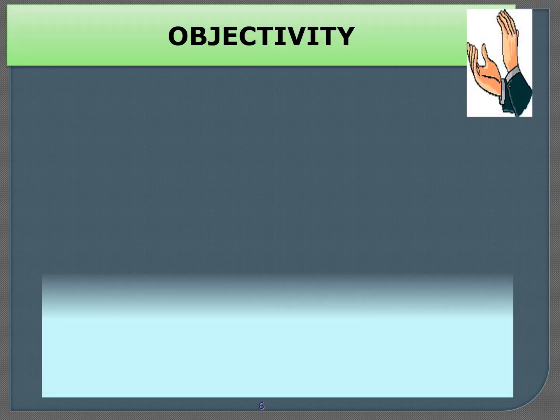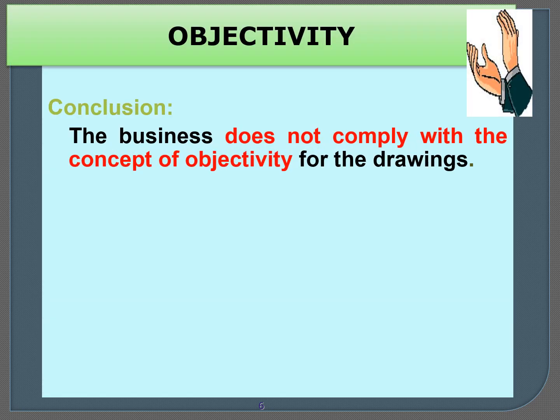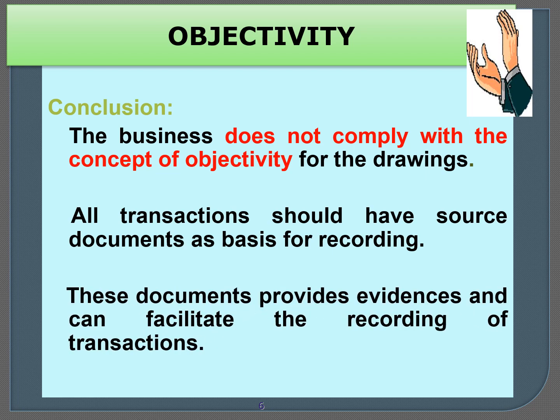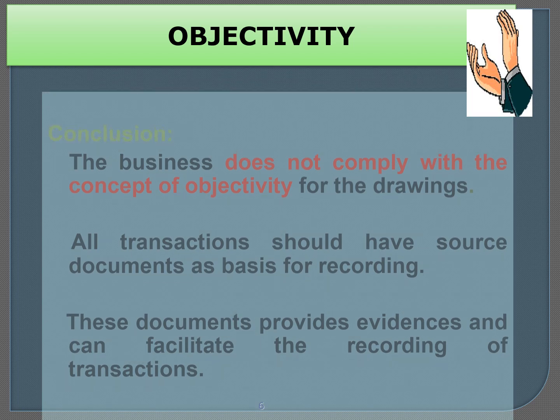So, what is the conclusion of the above situation? Conclusion. The business does not comply with the concept of objectivity for the drawings. All transactions should have source documents as basis for recording. These documents provide evidences and can facilitate the recording of transactions.